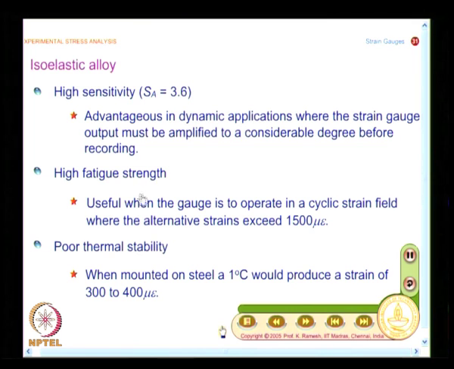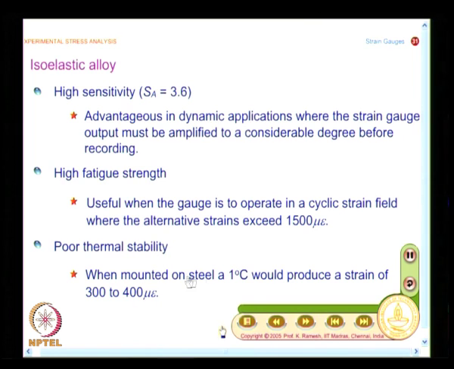And if you look at engineering, one of the most important types of loading in the field is fatigue loading. If the fatigue strains exceed 1500 microstrain, use of isoelastic alloy is recommended, because this has high fatigue strength, and such applications are very important. You have applications where you have to certify for good fatigue life, and it should have high fatigue strength, and so on and so forth. One of the disadvantages of isoelastic alloy is poor thermal stability.